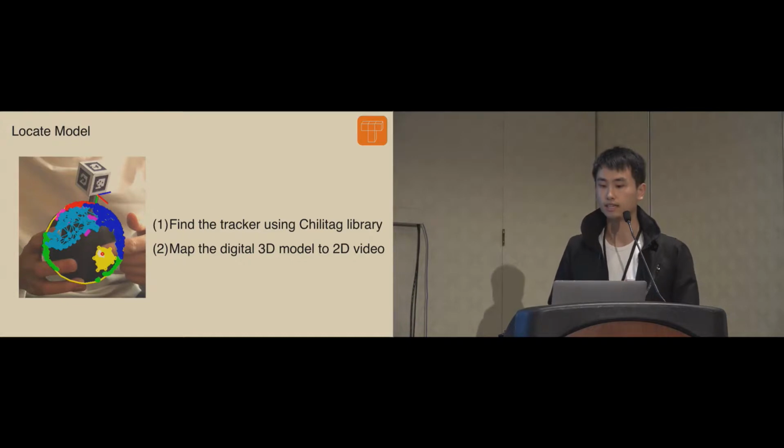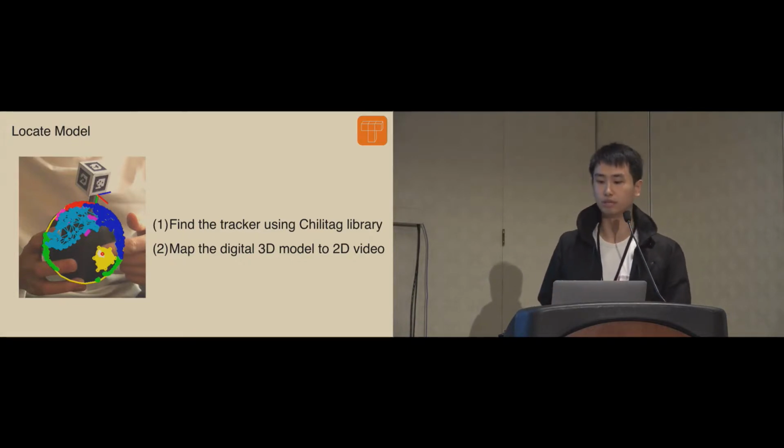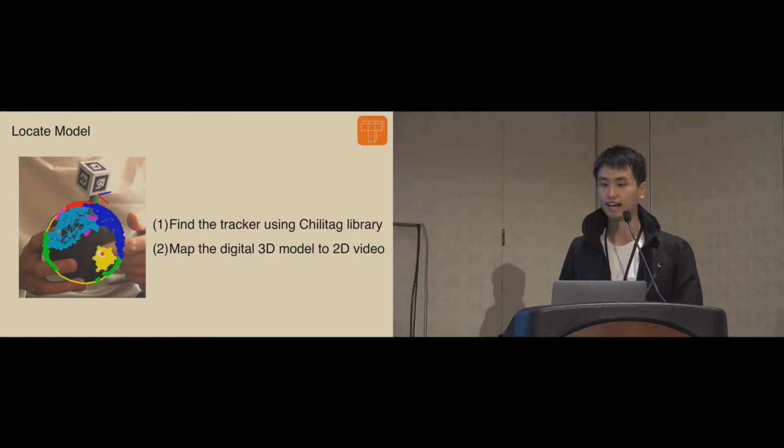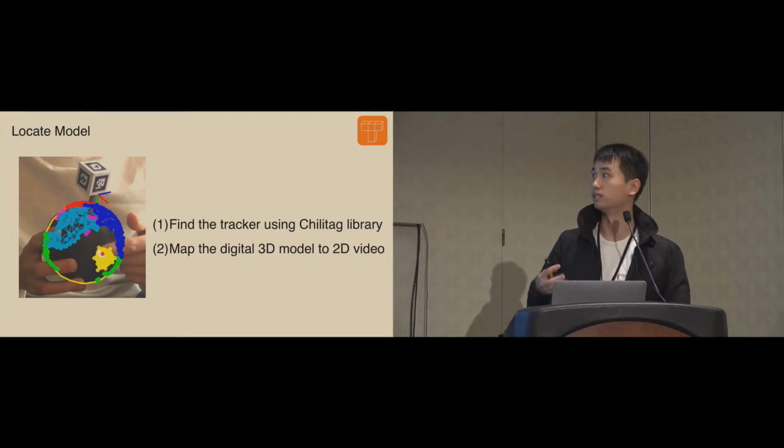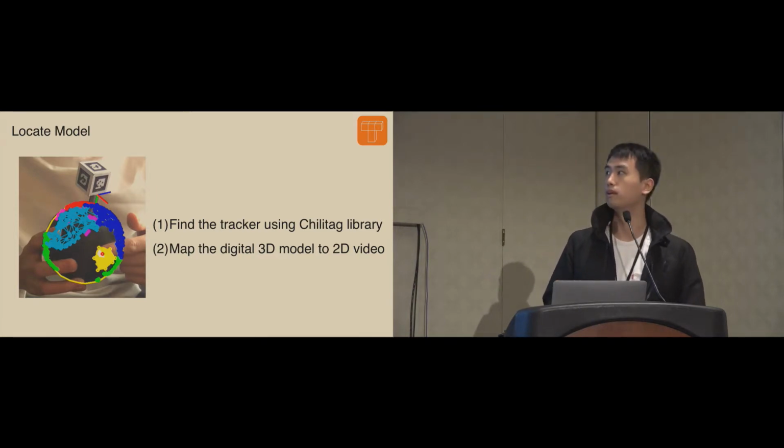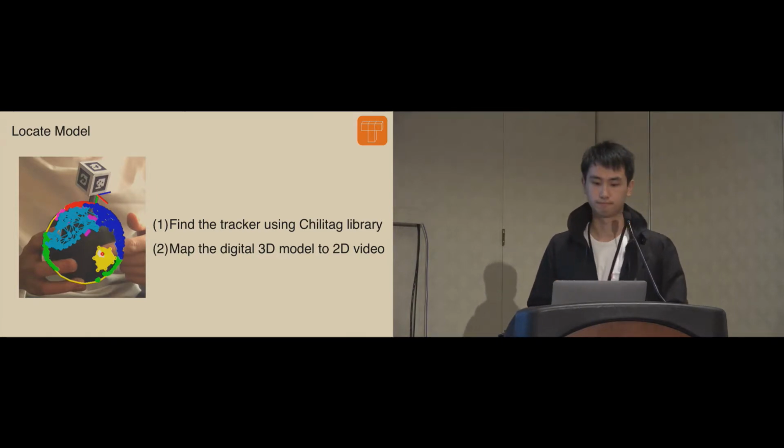And then Talkit uses a Shiri tag library to find the checker from a RGB camera. Since we already have the digital 3D models, the computer can map the 3D model to the 2D video stream based on the checker location.